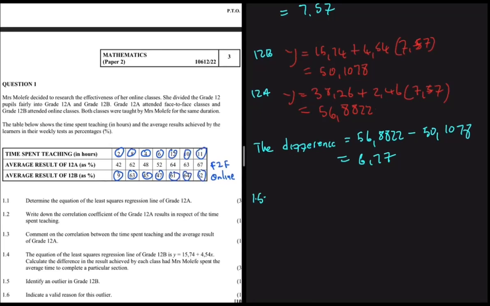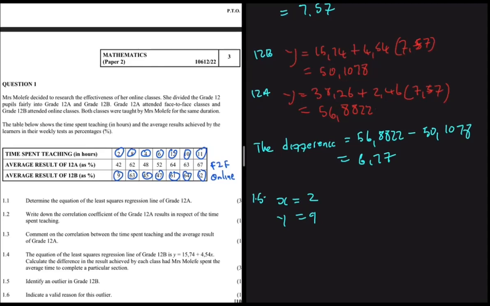So you can see clearly here that for 12A, for 2 hours, we have 42%. So you can see that this 9% here is an outlier. It's very far away from all the other data points. So we can say that when X is equal to 2 and our Y is equal to 9, that's where our outlier lies, because for 2 hours, we are expecting an average result of around 40%.